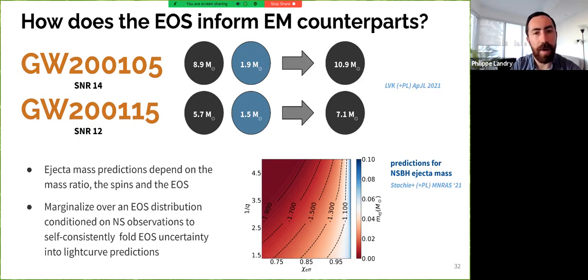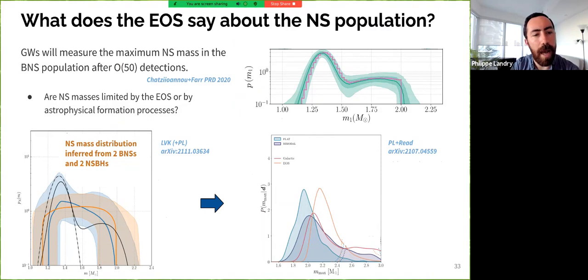Okay, so another thing I wanted to mention here: you can compare the maximum mass that you observe in the gravitational wave population to the one you infer from the equation of state.